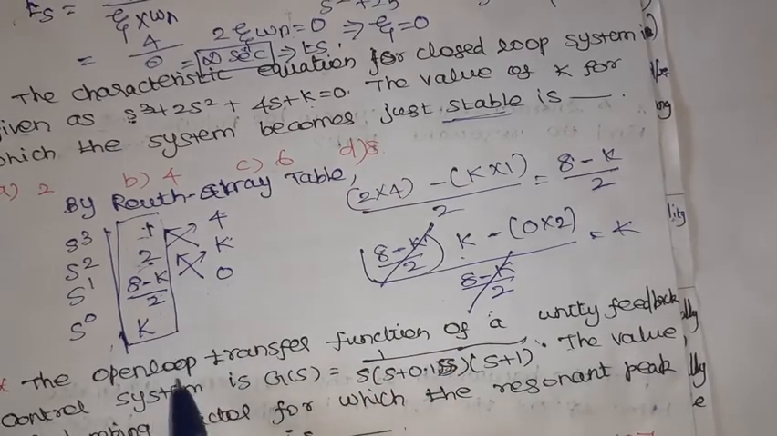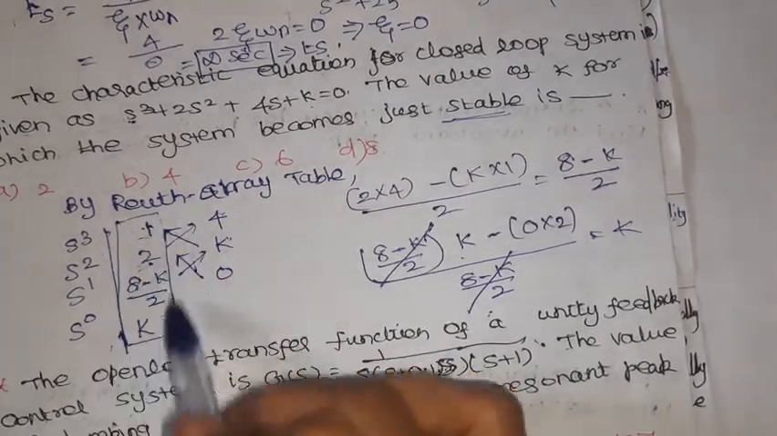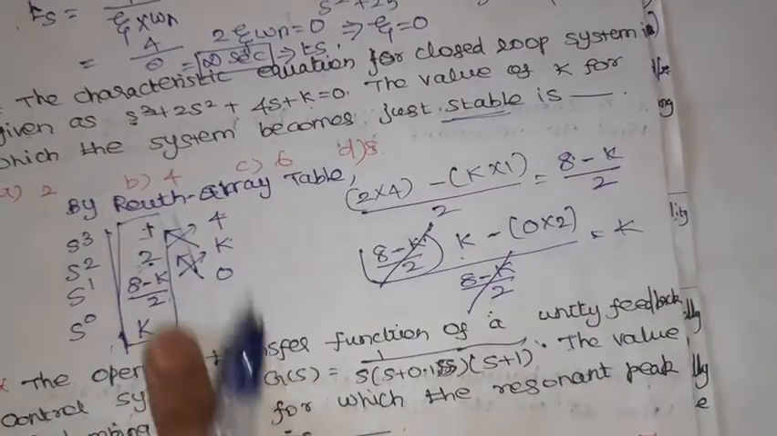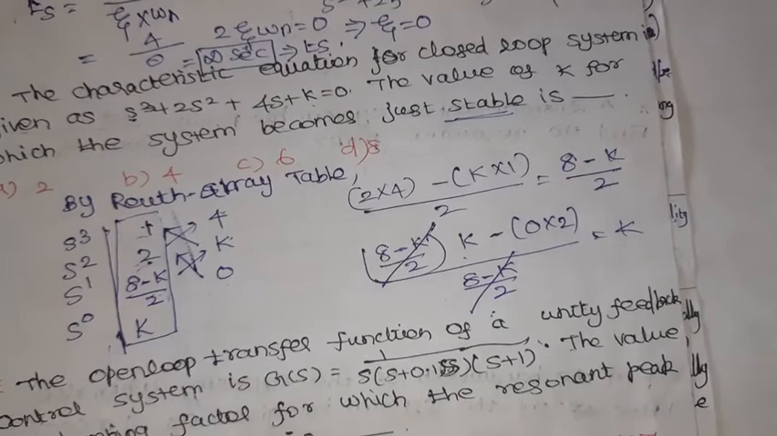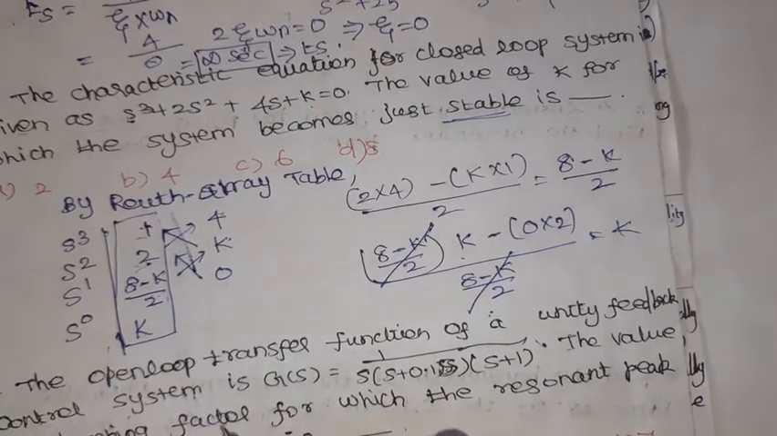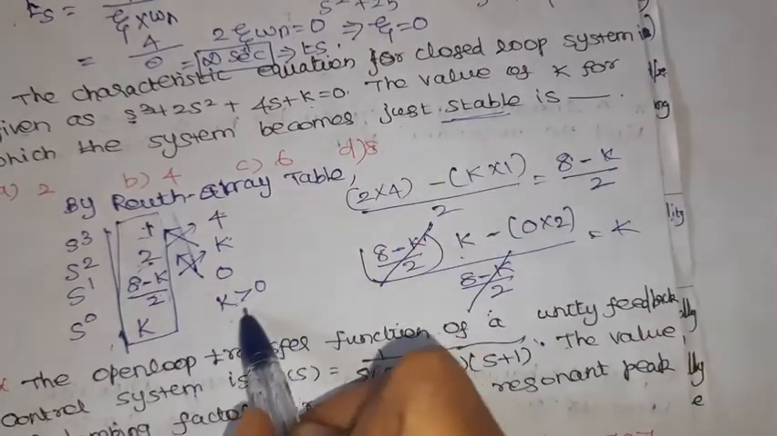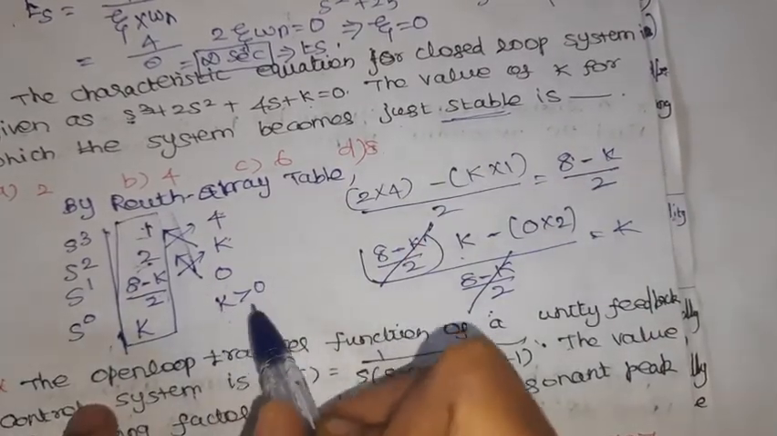So what we conclude is that there should be no sign changes in the first column of the Routh array table. For no sign changes, K should be a positive number. K should be greater than 0.